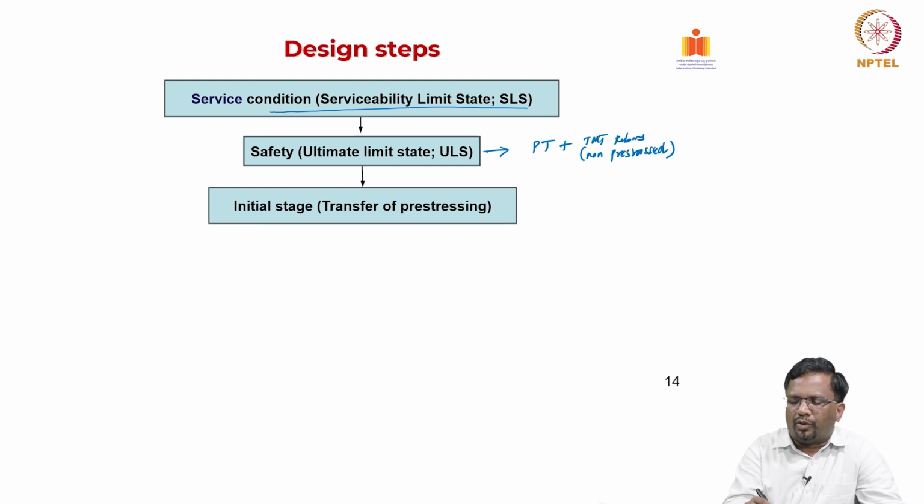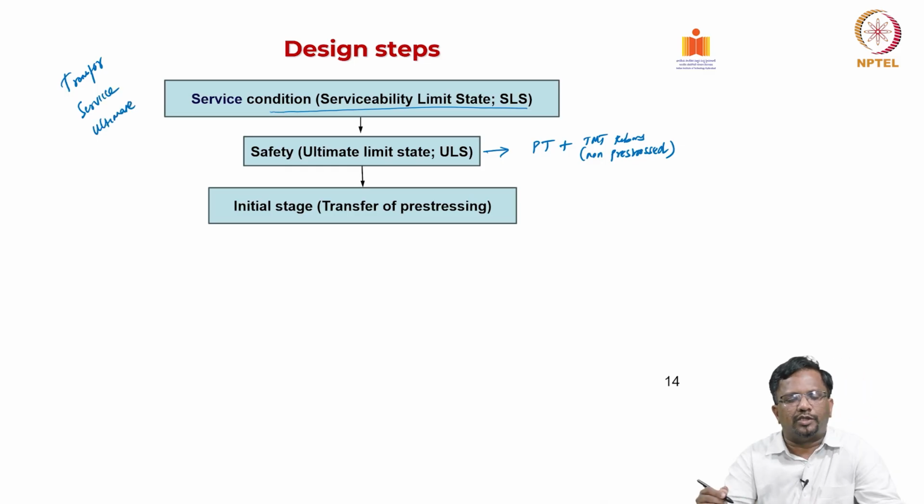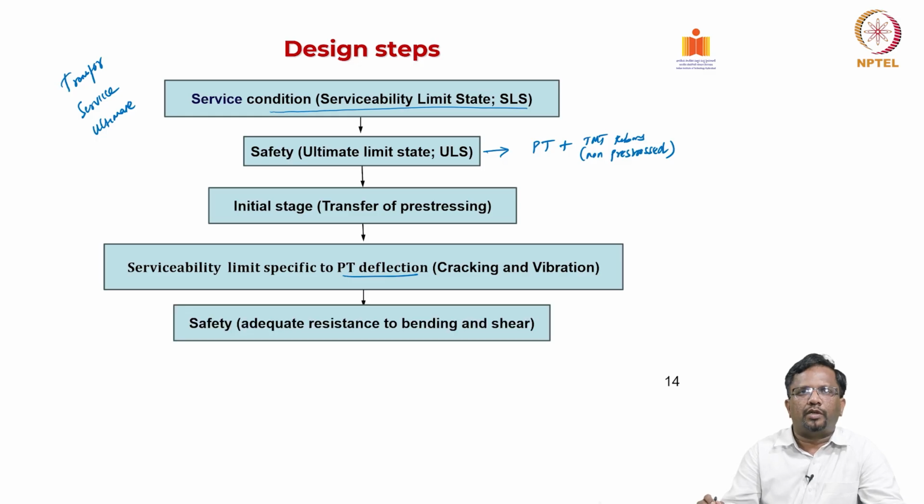Then we should also check, as you know, there are 3 stages usually. One is the transfer stage, the next is the service stage, and the next is the ultimate stage. These are the 3 stages we need to check. The initial stage is the transfer of pre-stressing, and then the serviceability limits specific to PT deflection. We should also check for cracking and vibration. Then we need to check for safety, which is adequate resistance to bending and shear.